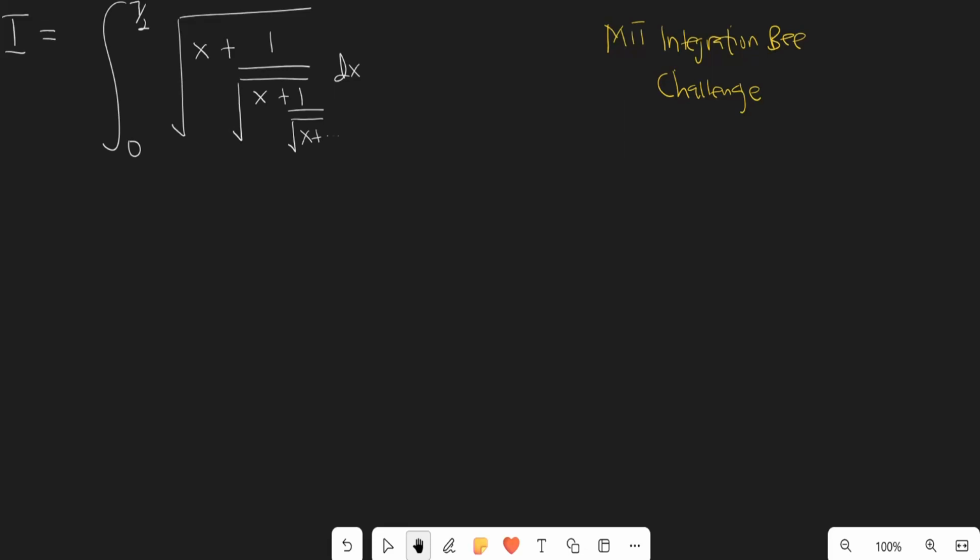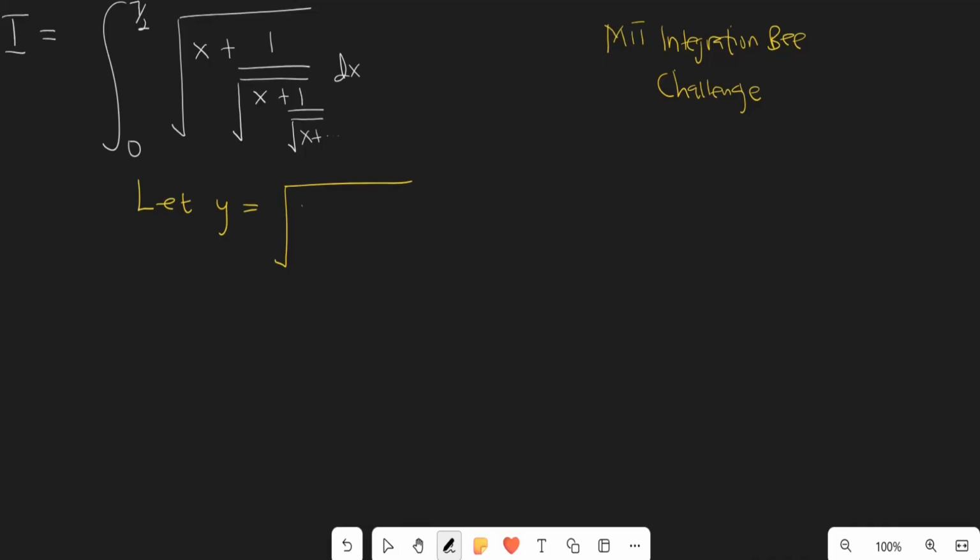In this video, we look at this MIT integration B challenge question. This is the integral of the square roots. These are nested square roots of some expressions. So whenever you have this kind of integral, you can just start off by letting y be equal to the integrand, or letting any variable of your choice. Here, y is equal to the integrand.